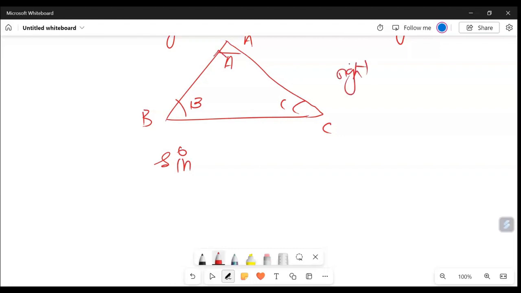It must be a right angle, meaning any angle can be 90 degrees. Maybe angle A is 90 degrees. So we need to prove that sine of (B plus C) by 2 is equal to cos A by 2.